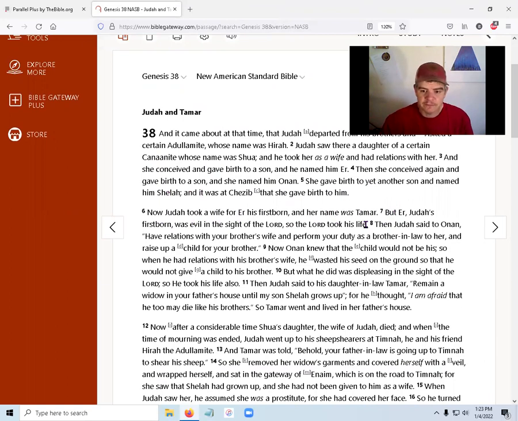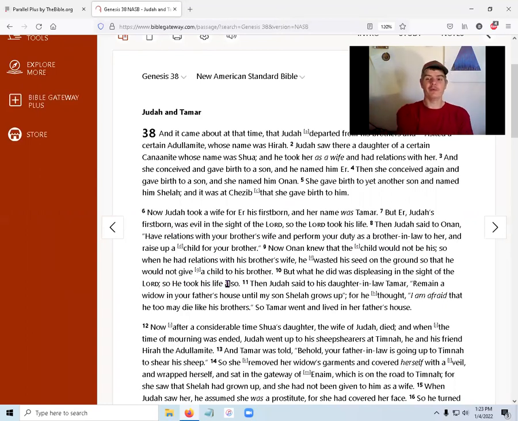Okay. Then Judah said to Onan, the second one, have relations with your brother's wife and perform your duty as a brother-in-law. Yep. Now Onan knew the child would not be his. The child would be Er's. So when he had relations with his brother's wife, he wasted his seed on the ground so that he would not give a child to his brother. What he did was displeasing in the sight of the Lord, so he also took his life.